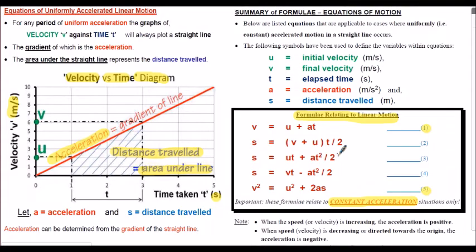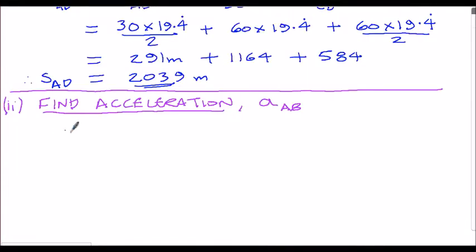Sometimes you'll need to transpose them, sometimes they'll be in the correct format for you. This particular question, I think we can use equation 1. To me, it looks the right one to use. We've got the initial velocity, we've got the final velocity, we've got the time taken. So a little bit of rearrangement, we can find the acceleration. Put down the equation first of all.